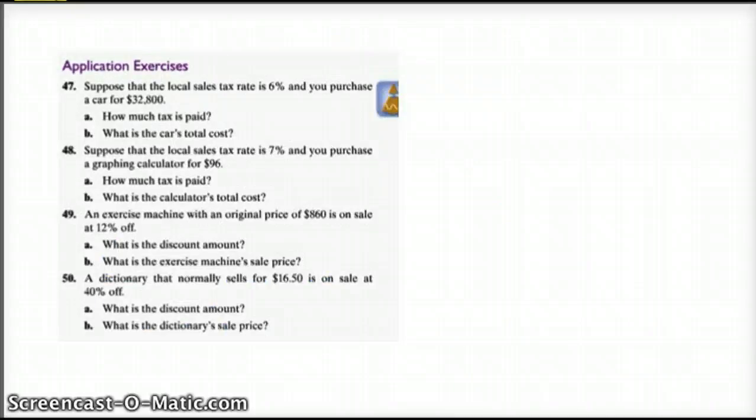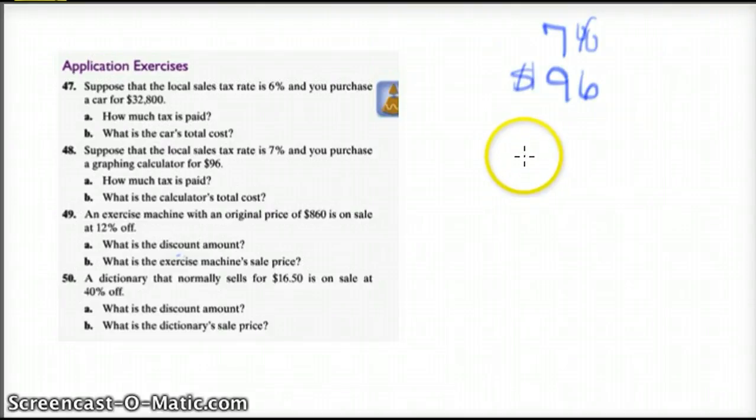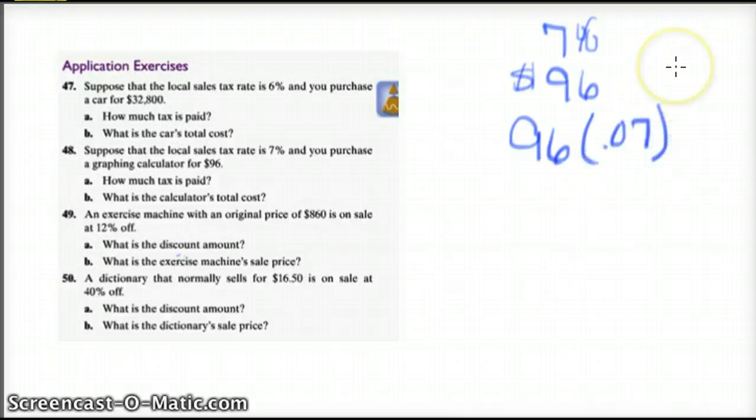Okay, now here's something about tax. So I have 47, 48, 49, and 50. I don't know, let's just pick a number here. 48. Suppose that the local sales tax is 7%. Always write my facts out. And you purchase a graphing calculator for $96. Okay, how much tax is paid? Well, what we want is we want to know what 7% of 96 is.